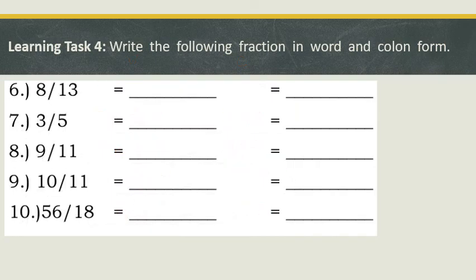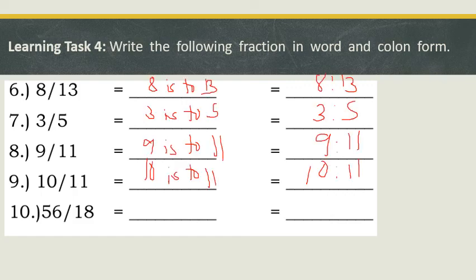Then, sa number 6, same procedure pa rin tayo. So, ang pinagkaiba lang dito is yung number 10. So, ayan. So, sa 6 to 9, given na yung ating answer, as is na po siya. Dito lang sa number 10. So, pwede pa siyang i-lowest term. So, di ba we have 56 is to 18. Pwede pa siyang i-divide sa 2. So, 56 divided by 2 is 28. 18 divided by 2 is 9. So, kaya pwede siyang 28 is to 9.